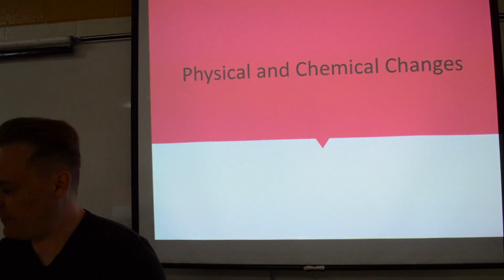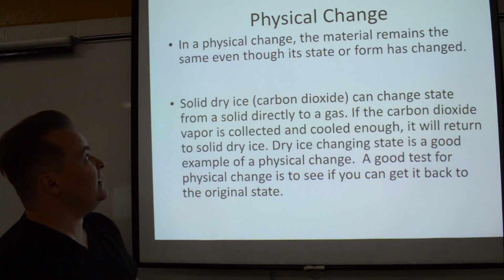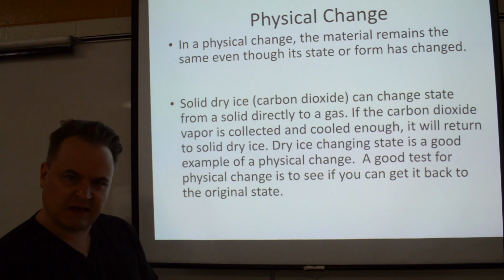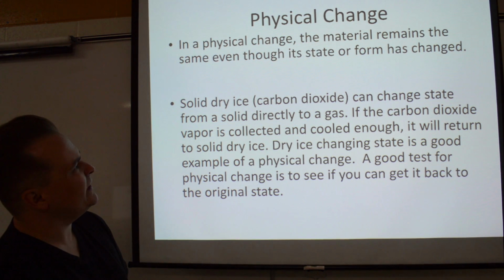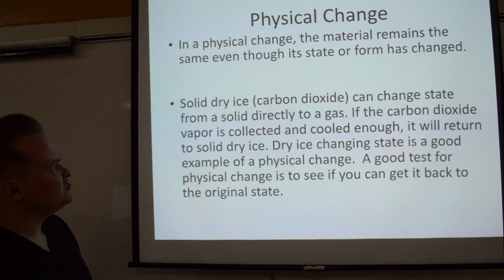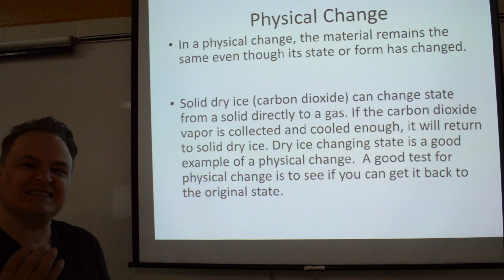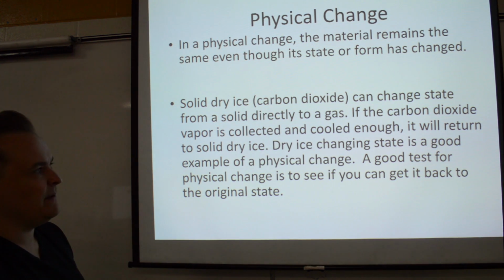So physical and chemical changes. In a physical change, the material remains the same. That's very important. Even though its state or form has changed. Solid dry ice, carbon dioxide, can change its state from a solid directly to a gas, but it's still just carbon dioxide. It looks different, but it's still the same chemical thing or the same molecular thing. If the carbon dioxide vapor is collected and cooled enough, it will return to a solid dry ice. Dry ice changing state is a good example of a physical change.